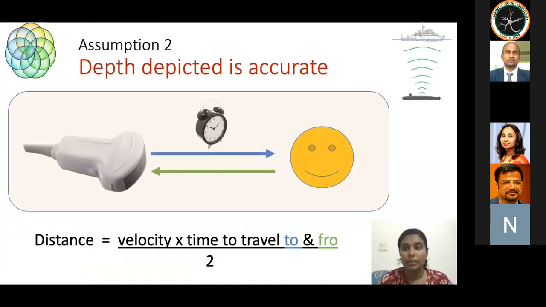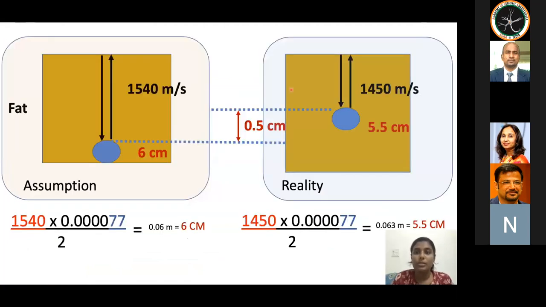Next assumption is related to depth. The machine calculates the depth using this formula: velocity of the ultrasound multiplied by time taken for an echo to travel to and fro, divided by 2. We already know the machine assumes ultrasound velocity as 1540 meter per second. In this example, let us assume that the ultrasound echo travels through fat to hit the object and returns back, and it takes 77 microseconds for the return.